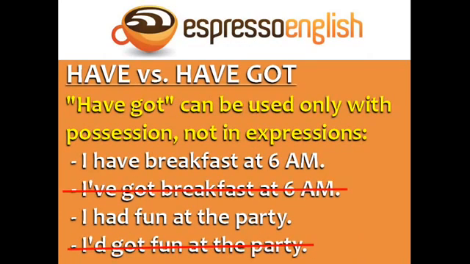Have got can only be used in the case of possession, when you own an object. You can't use have got in expressions like have breakfast or have fun, because these are not objects that you possess. I have breakfast at 6 a.m. I had fun at the party.